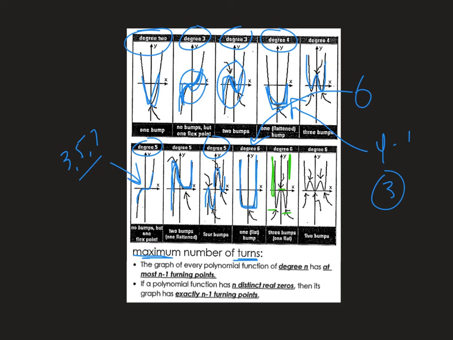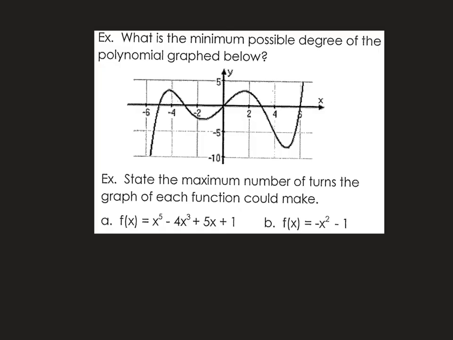Because of that flat one, I know that it can't be a degree 4 because that's an elongated flat piece. Or we could have 1, 2, 3, 4, 5 turns, and that would be sort of more of a classical looking degree 6. Here we're looking for the minimum possible degree. So, sort of like x to the what? What's the smallest that number could be?